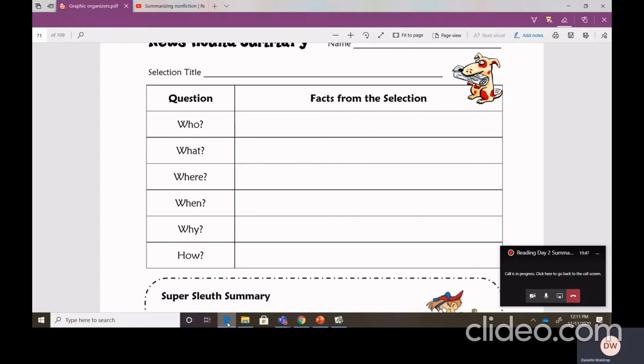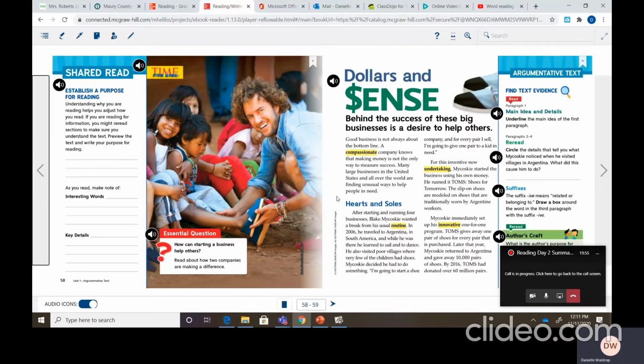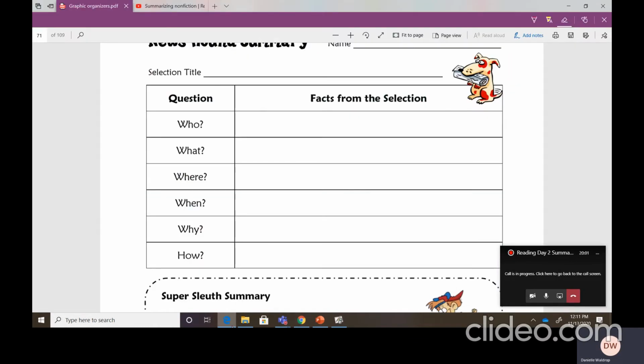All right, so today what you're going to do, you're going to be using your Newtown summary, this paper, to be working on a summary over the text. You're going to be doing it over the text Dollars and Cents. So you're going to be using pages 59, 60, and 61 to write your summary. But let's look at your sheet first.